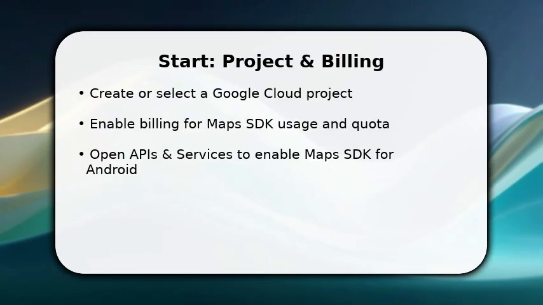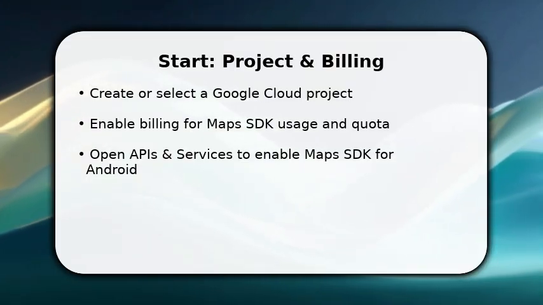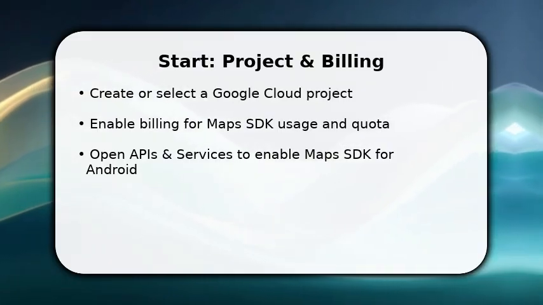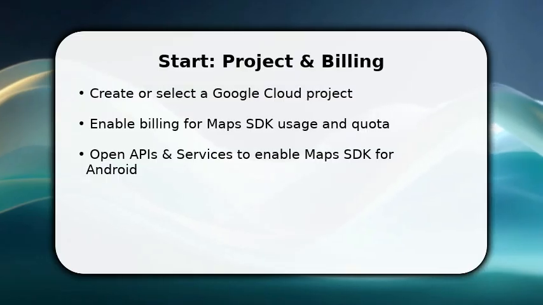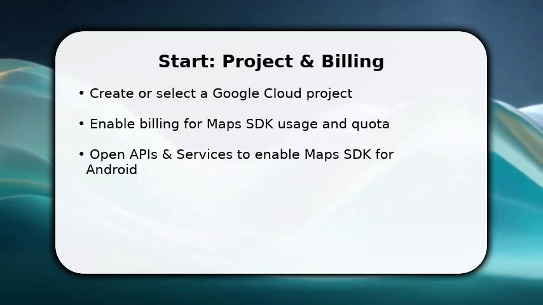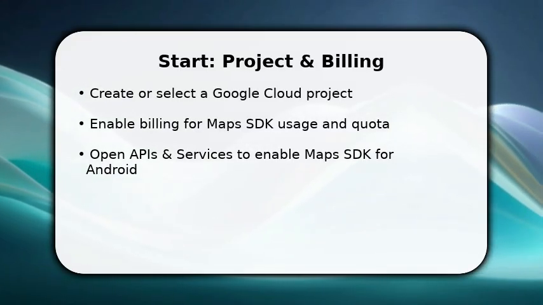You start by picking or creating a Google Cloud project so credentials are scoped properly. Next, enable billing because Maps requests require a billing account to use the free tier and prevent unexpected denials. Once billing is attached, go to APIs and Services and turn on the Maps SDK for Android.